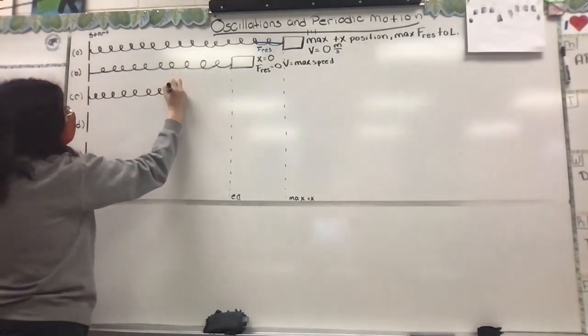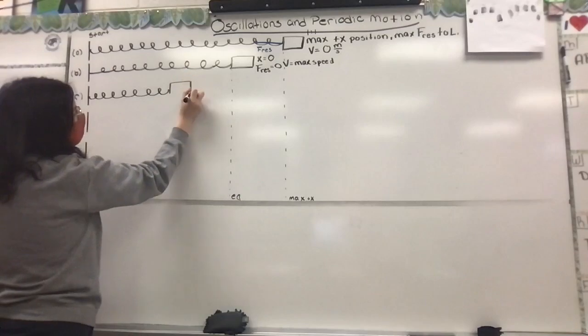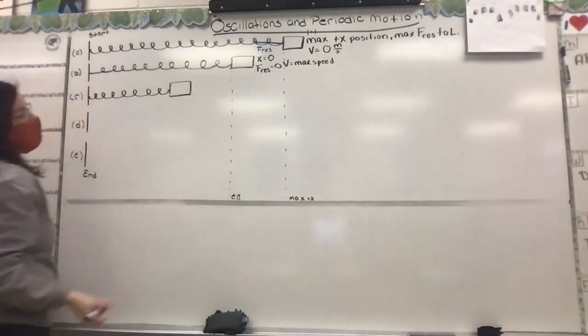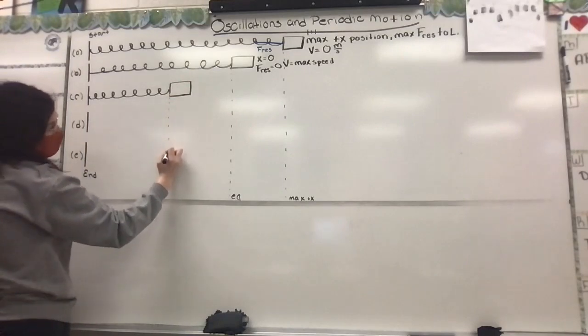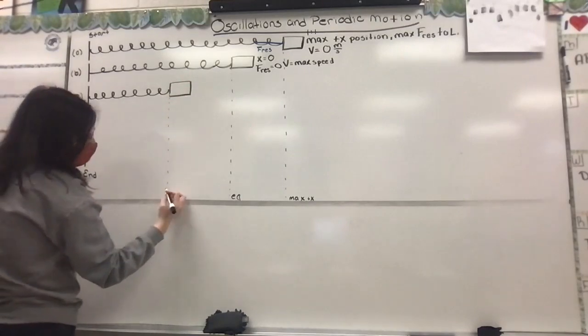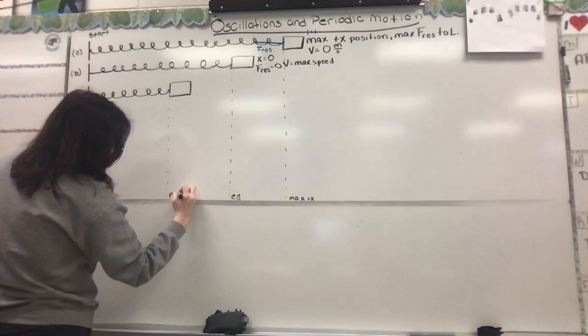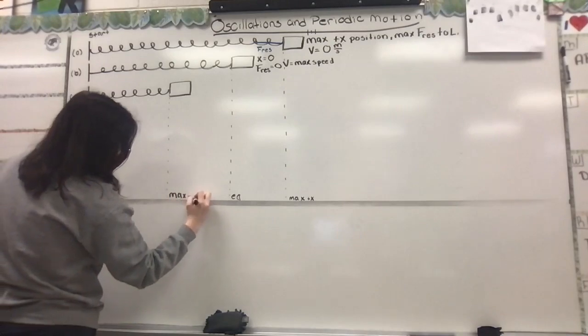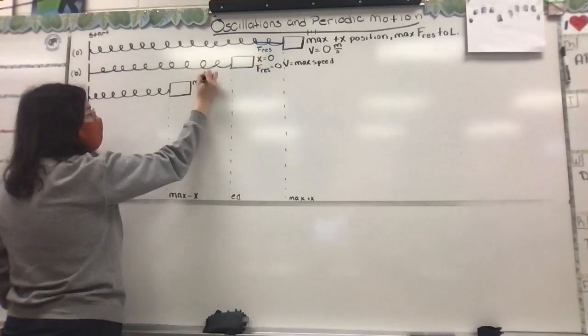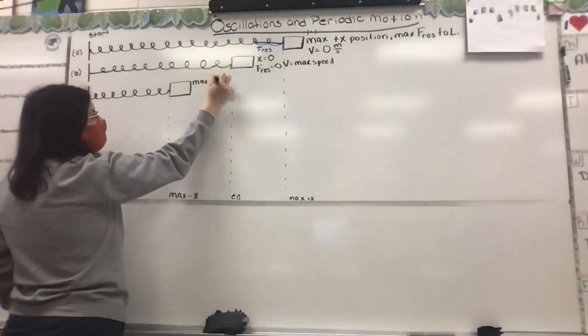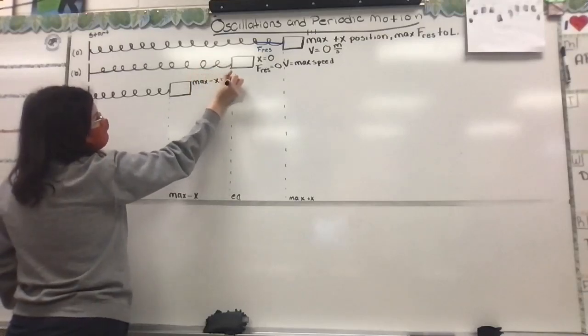It is going to keep going. Yeah, and you're right, it'll start to slow down. So now we're here. We've passed equilibrium. We've gone through it. This is going to be our maximum negative x position, okay? So here we are at max negative x position.